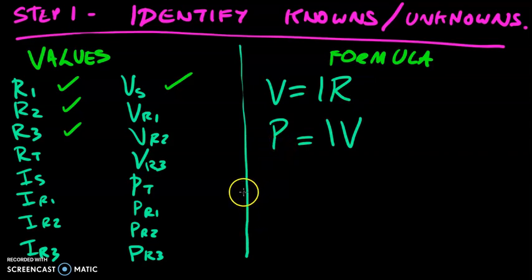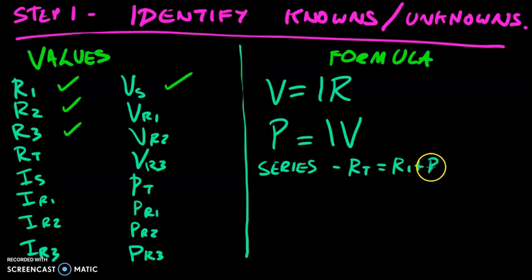We're then going to need our formulas for working out total resistances. So there are two formulas. When we're dealing with a series circuit, it's very easy. RT is equal to R1 plus R2 plus R3. Okay, so it's the arithmetic sum. We just add them together. Parallel circuits are a little bit more tricky and one that often gives people problems.